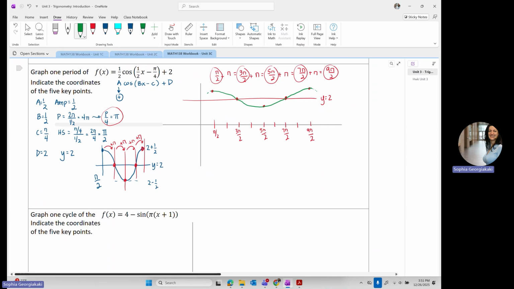I need those coordinates. So the first point has pi over 2 for x, and the y is 2.5. The first quarter will be 3 pi over 2 for x, and the y is the midline. The second quarter is 5 pi over 2 for x, and 2 minus a half, so 1.5. 7 pi over 2 is at the midline, so 2 for y, and 9 pi over 2 is at the highest point, which is 2.5.